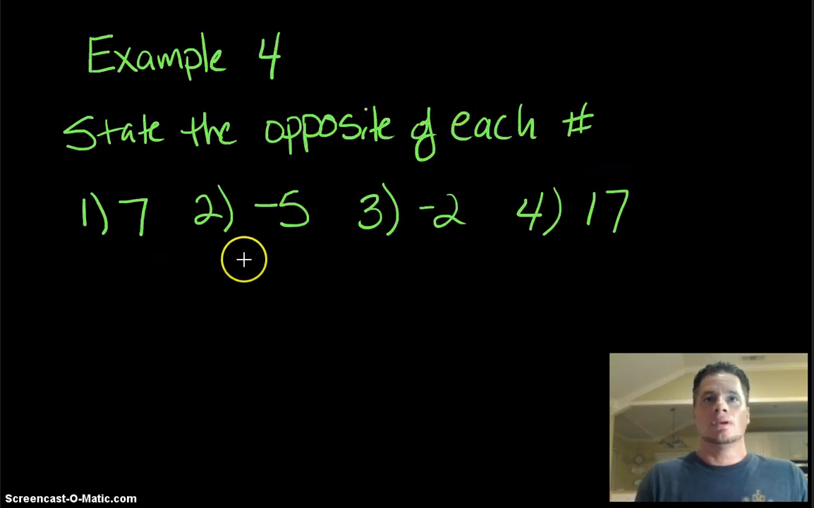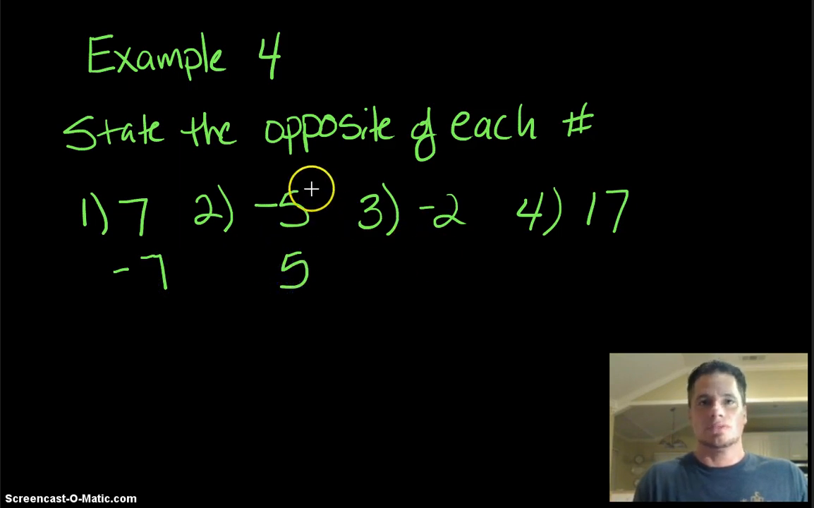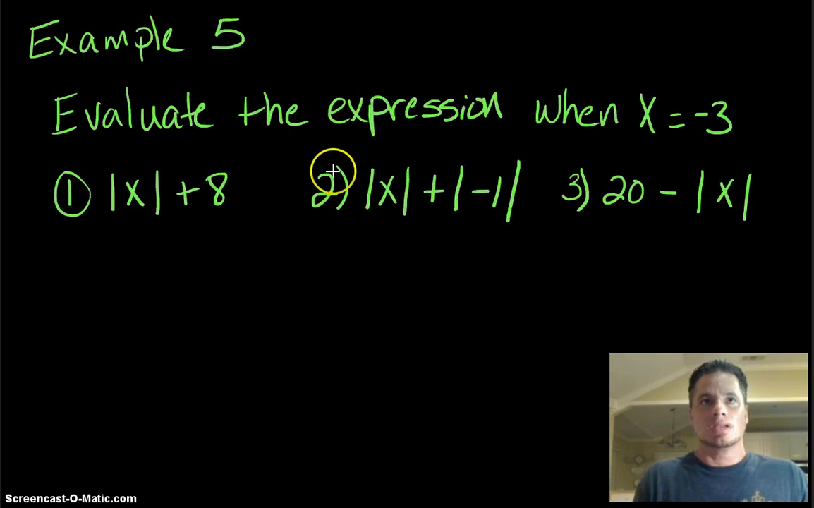Look at example 4. State the opposite. Now these are ones everyone likes because they seem so simple. Well, the opposite of 7 is -7. Opposite of -5 is +5. Opposite of -2 is +2. Opposite of 17 is -17. Okay? So we've seen opposites, absolute value, working with integers. Let's look at the next one.